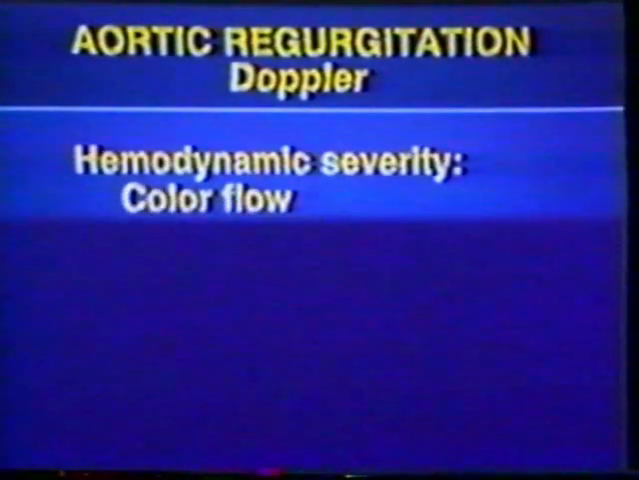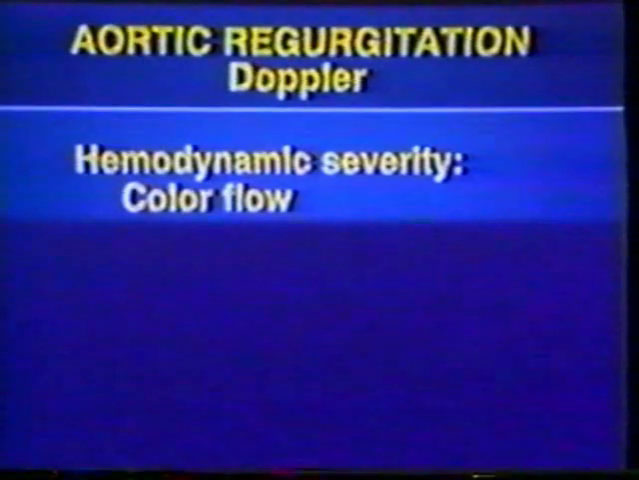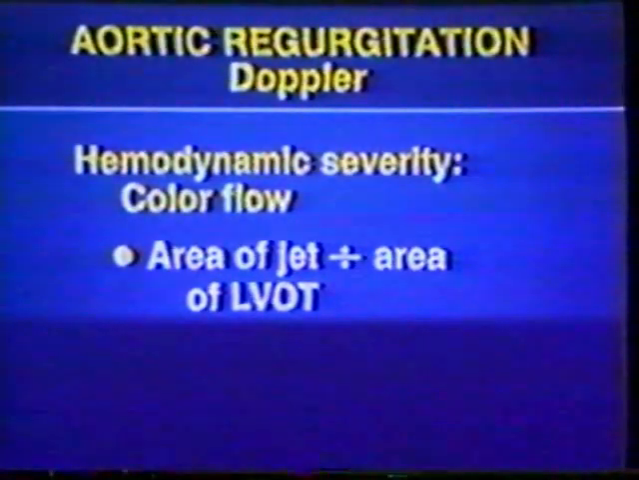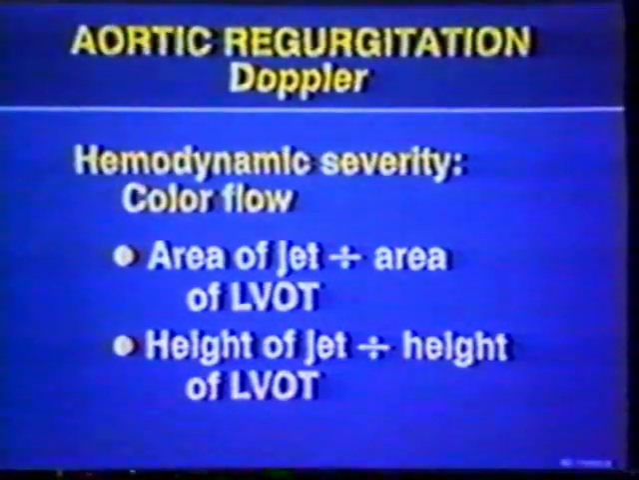Doctors Perry, Helmke, and Nanda from the University of Alabama, Birmingham have proposed a method for categorizing the degree of aortic regurgitation by color flow imaging. They assess the degree of aortic regurgitation by measurement of the colored jet and the left ventricular outflow tract. In the parasternal short-axis format, they measure the area of the jet and divide this by the area of the left ventricular outflow tract. In the parasternal long-axis orientation, they measure the height of the jet and divide this by the height of the left ventricular outflow tract.